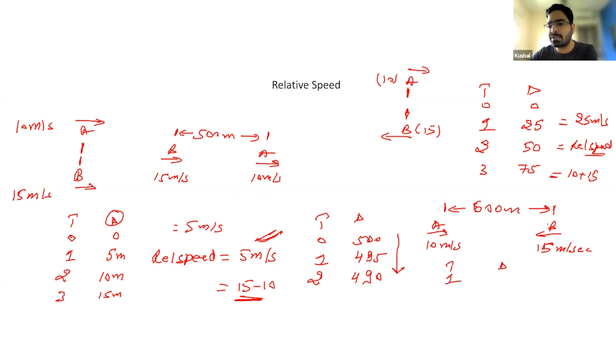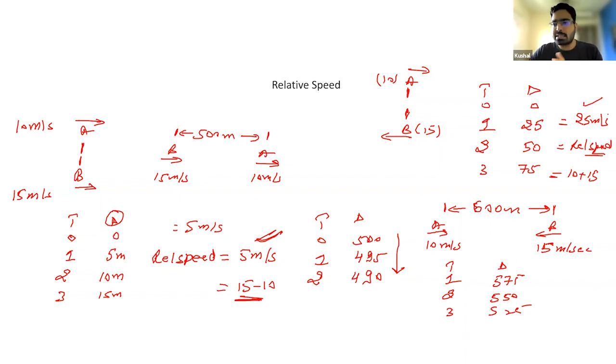A would have moved 10 meters, B would have moved 15 meters. That means out of the 600 meters, they would have covered 25 meters. So the leftover distance will be 575 between the two of them. At the end of 2 seconds, the leftover distance will become 550. Then it would become 525 after 3 seconds, right? So the distance between the two is now reducing at a pace of 25 meters per second, which is again going to be the relative speed, right?